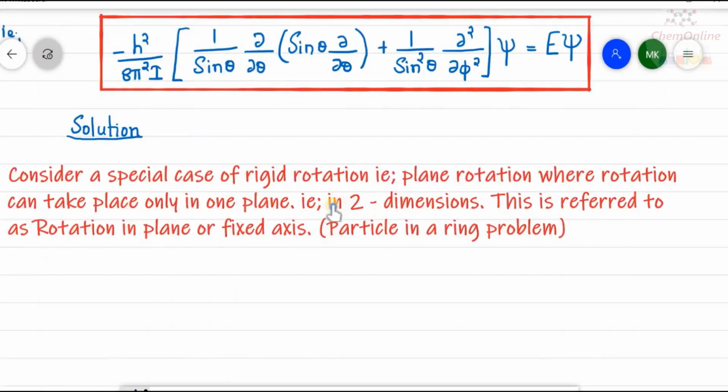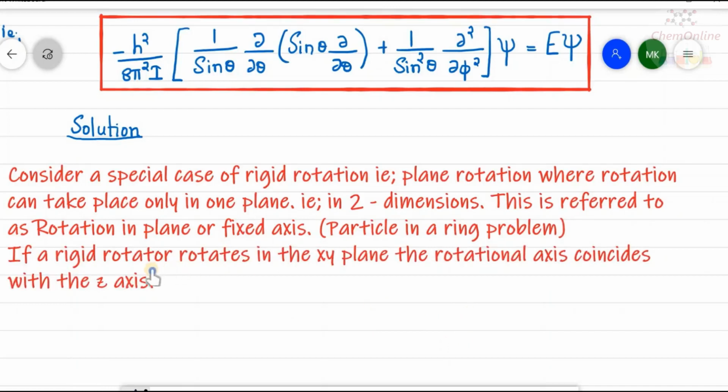Consider a special case of rigid rotation, that is plane rotation, where rotation can take place only in one plane, that is in two dimensions. This is referred to as rotation in a plane or fixed axis. This is also known as the particle in a ring problem. Suppose the rotator is rotating in the xy plane.